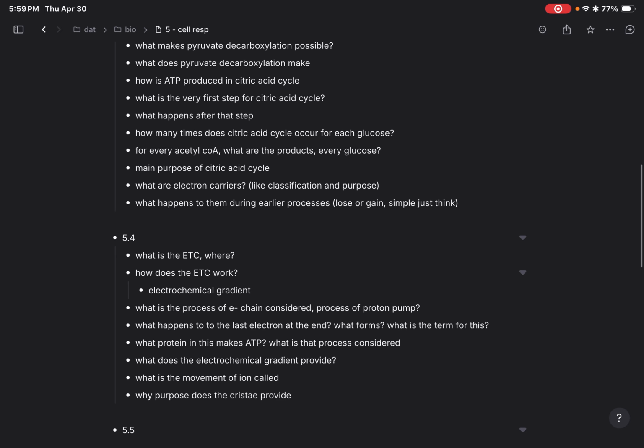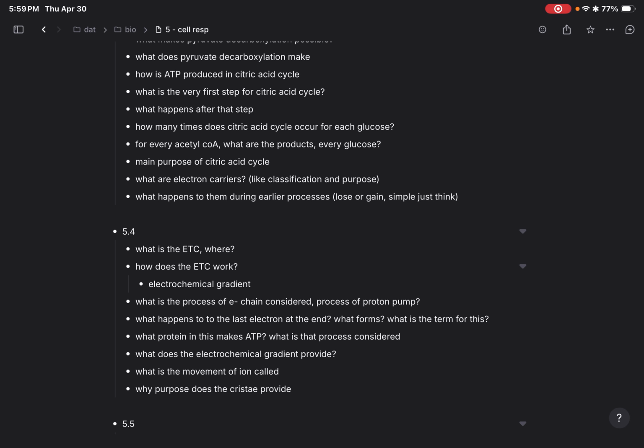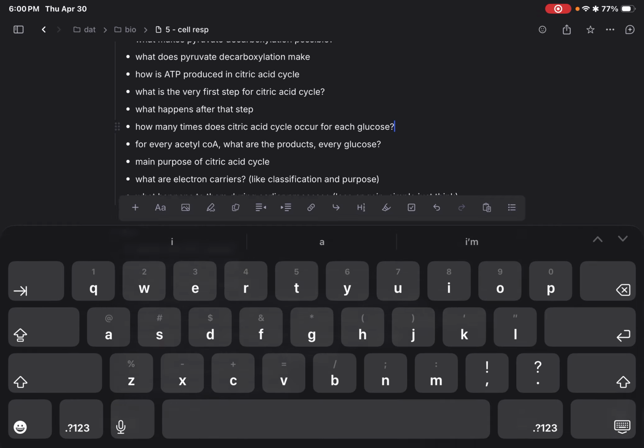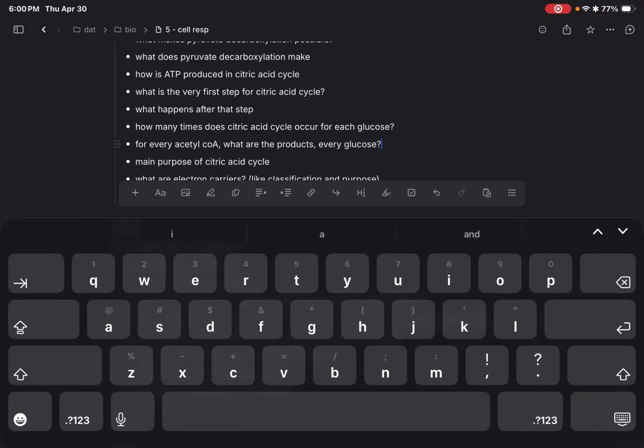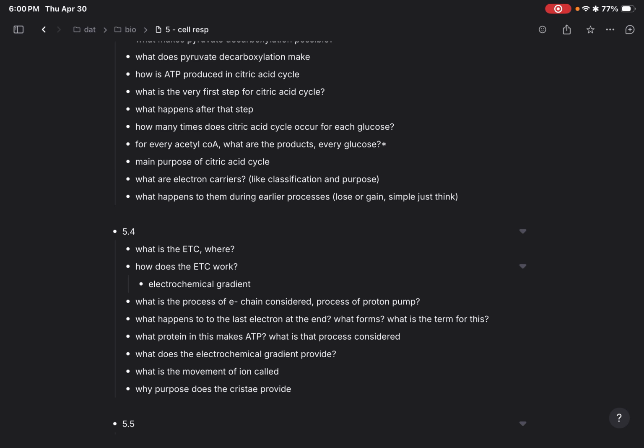There's 2 times because the pyruvate is a 3-carbon molecule, so you have to do it twice. For every acetyl-CoA, what are the products? I don't remember this one. I don't remember the exact numbers, but I remember it's FADH2, GTP, ATP. We also make oxaloacetate in the end.